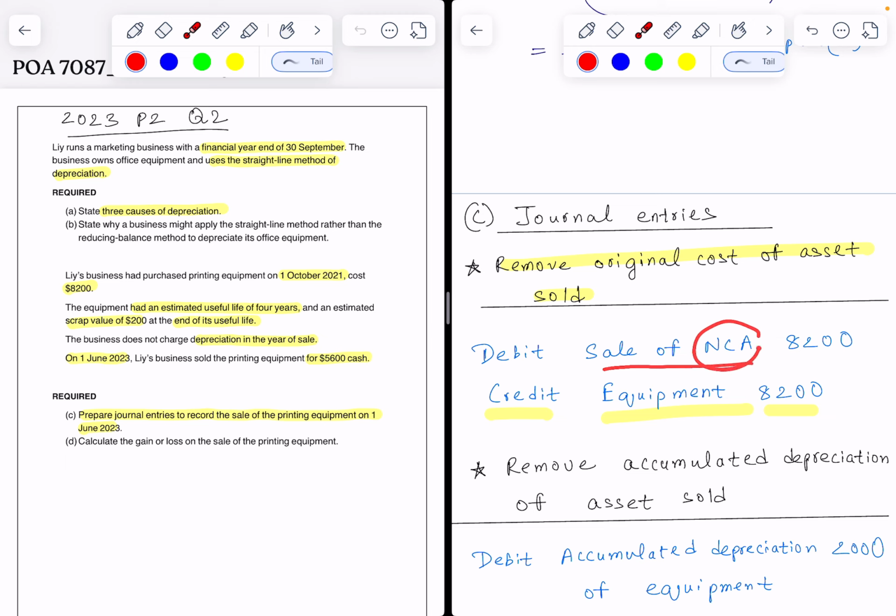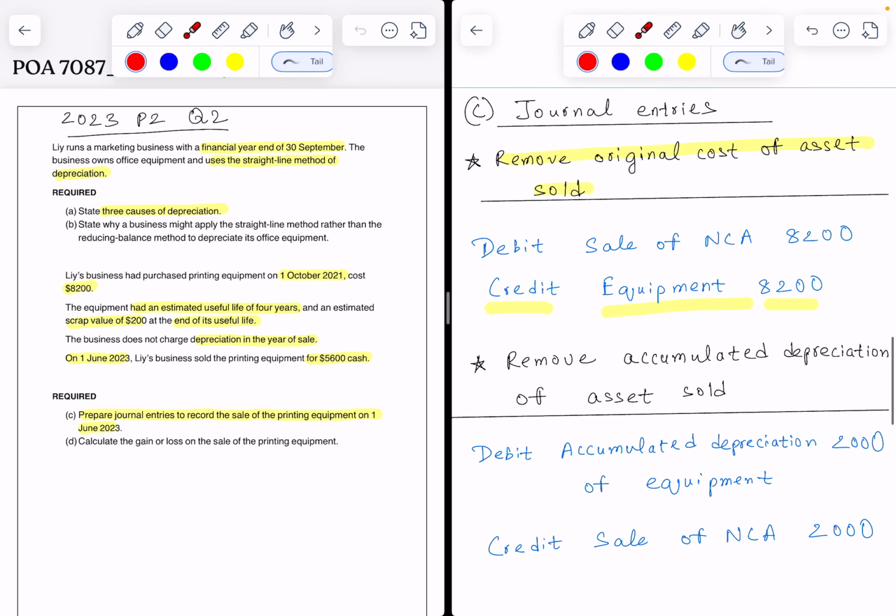I've written NCA in short. You could write sale of non-current asset in full by $8,200. Next, we would want to remove the accumulated depreciation for this asset sold, okay?